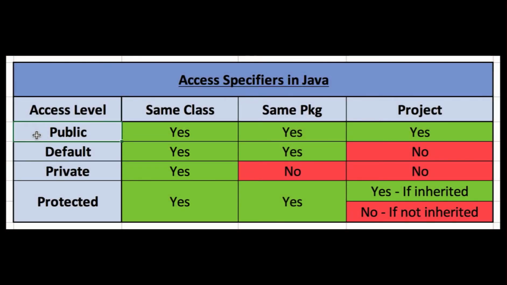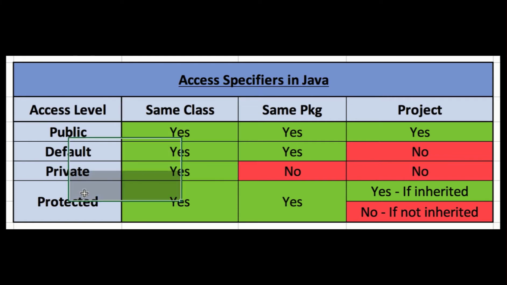Let's revise it quickly. If we specify a field or a method as public access, then it can be accessed everywhere in the project, in the class, in the package, and everywhere in the project. If we define it as a default access, like if we do not specify any access specifier, then by default access is in the same package and in the same class only. So if you try to access such a field or a method outside of the package, it is not allowed. And private is strictly private to the same class. You cannot access it anywhere outside of the class.